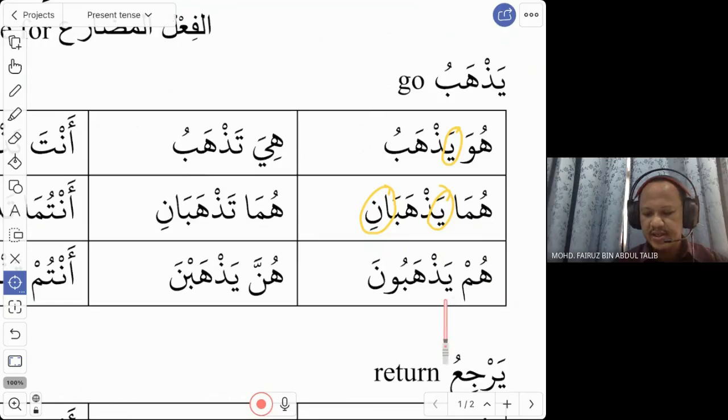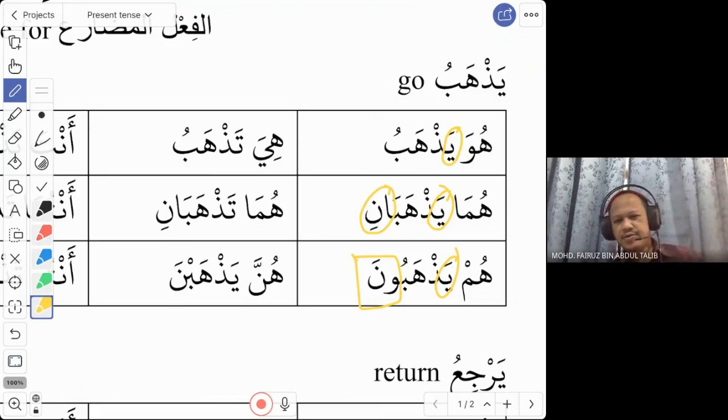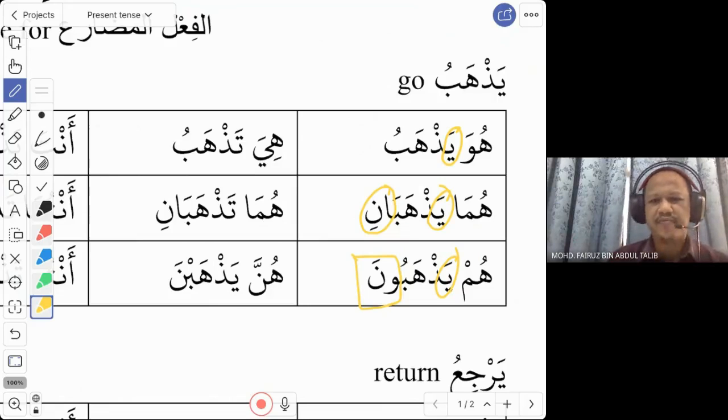Hum, this is for many, plural. Again, since this is muzakkar, we use ya again. Yazhab, but since this is jama', we add the waw and nun. So we say hum yazhabuna. So huwa yazhabu, huma yazhabani, hum yazhabuna.